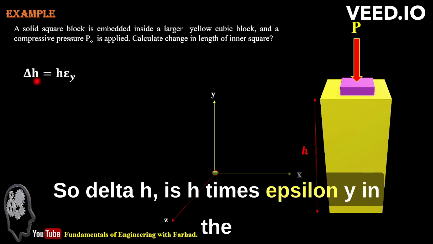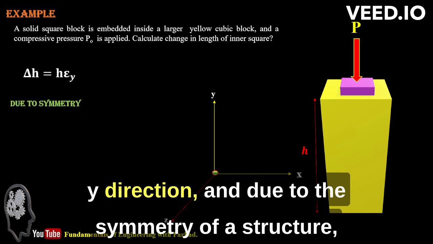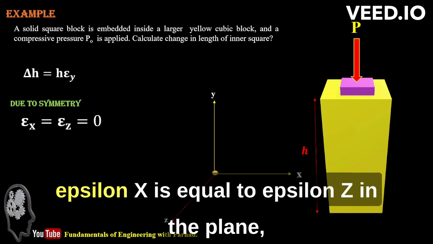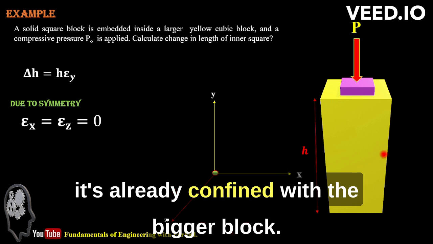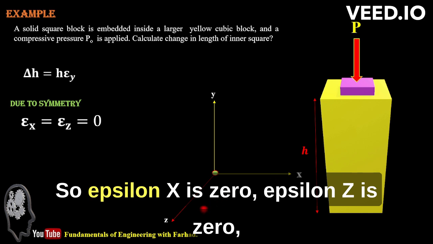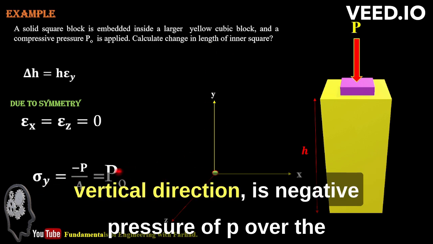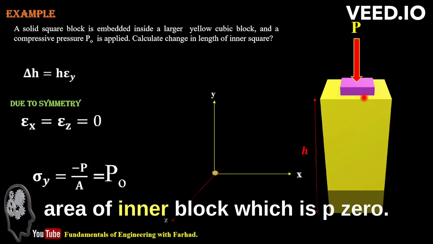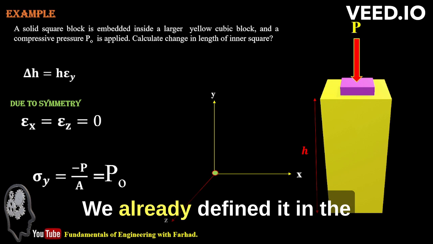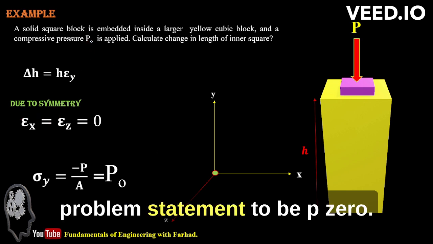So delta h is h times epsilon y in the y direction, and due to the symmetry of the structure, epsilon x is equal to epsilon z in the plane. It's already confined by the bigger block, so epsilon x is 0, epsilon z is 0, and sigma y, which is the stress in the vertical direction, is negative pressure, P over the area of the inner block, which is P naught. We already defined it in the problem statement to be P naught.